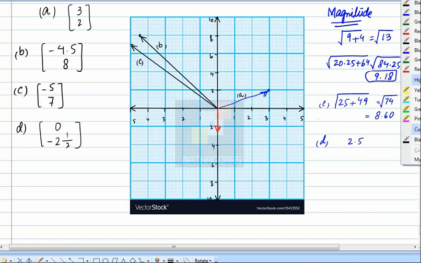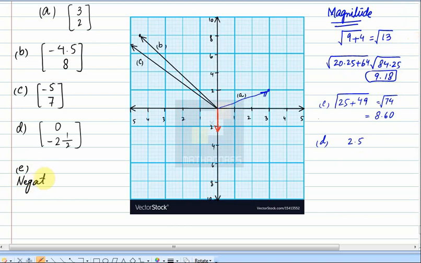So moving on to the next part of the same question, it's part E, and it says negative of 6 and minus 1. Now you need to plot the negative of this vector. Do it by yourself first, and then I will explain.